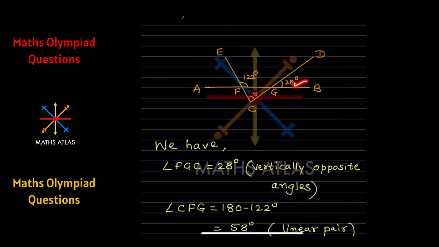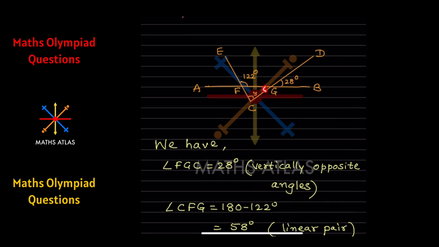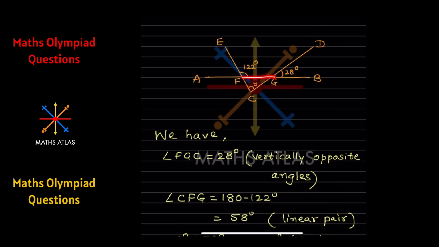Now this is given as 28. So if this is 28, this angle should be 28 because it is a vertically opposite angle. We have to concentrate on this triangle because y is over here. So now we got this as 28. What can we write here? Angle FGC is 28 because they are vertically opposite angles.